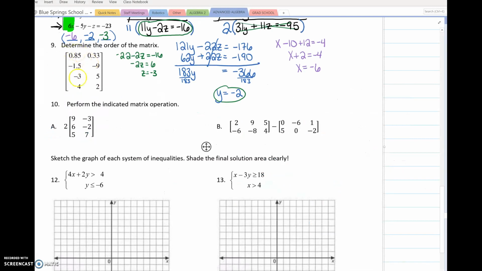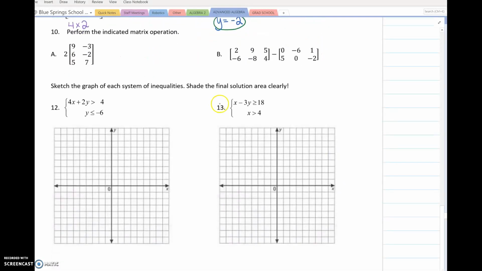There will definitely be at least one problem like number 9. It might be a multiple part problem, probably not, where you have to determine the order. Remember, the order is the dimensions, and it's always number of rows, so this is 4, by the number of columns, 2. There will be a problem like number 10 where you have to scalar multiply, so just distribute into the matrix, and a problem like number 10b where you have to do simple addition or subtraction of matrices. For the graphs, I would guess that it's going to be more similar to number 13. So make sure you feel really good about how to do number 13.